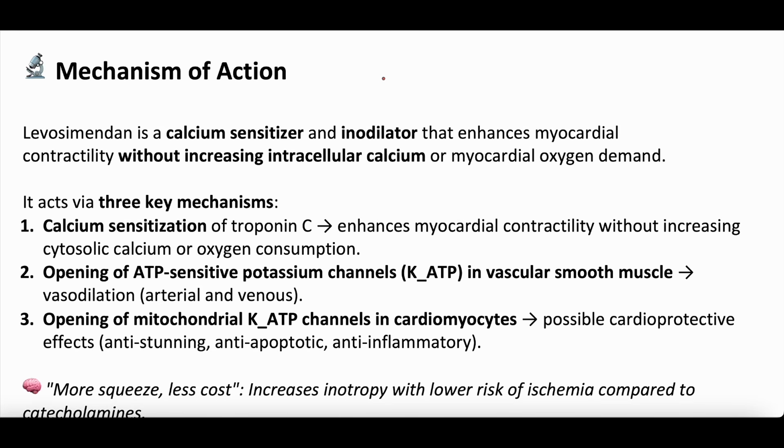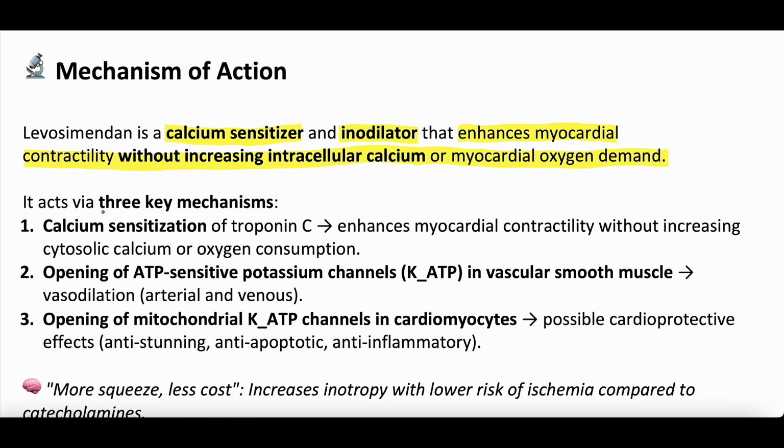All right, mechanism of action of Levosimendan. This drug is interesting because it's a calcium sensitizer, which makes it an inodilator. Increased contractility but causes vasodilation. As we mentioned, this enhances myocardial contractility, but it doesn't do so by increasing intracellular calcium. So it does not increase myocardial oxygen demand. It increases the sensitivity of those myocardial heart muscle cells to the calcium already present, which is really interesting.